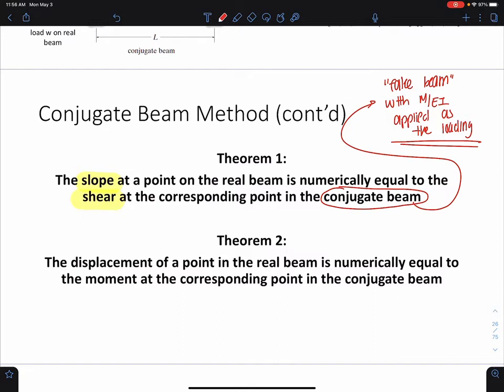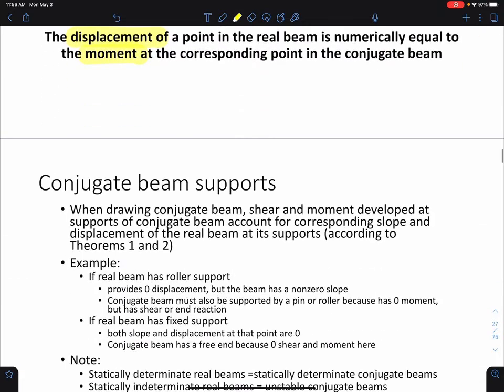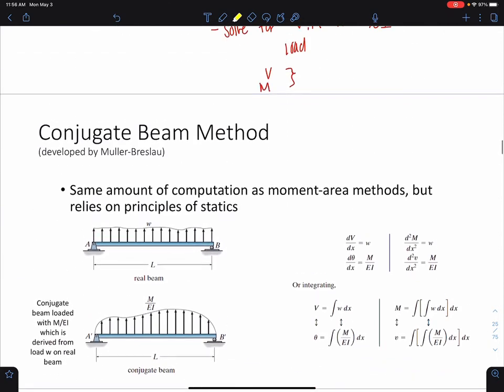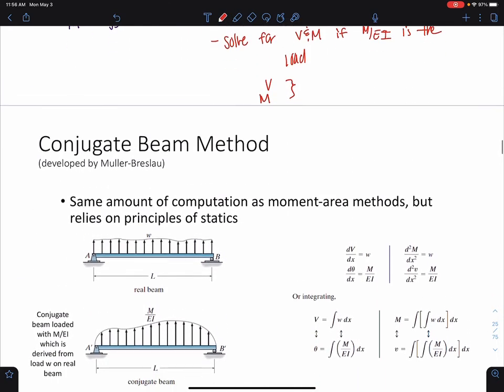Okay. So my slope corresponds to my shear, my displacement corresponds to my moment. And the minute you see this in an example, it becomes super straightforward. We just have to draw, here are kind of the steps before I start with the supports. Let me kind of draw some steps for you here.